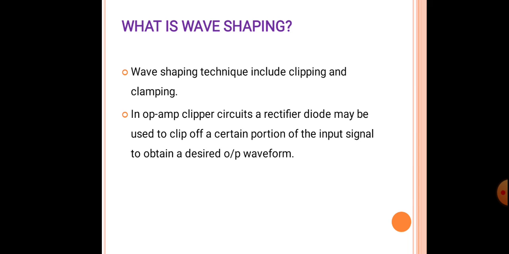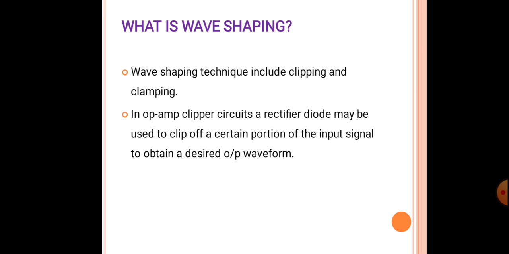So the question that arises in our mind is, what is wave shaping? Let's find out the answer. Wave shaping techniques include clipping and clamping. Clipping can be divided into positive clippers and negative clippers. In the same way, clamping can be divided into two parts, positive clampers and negative clampers.